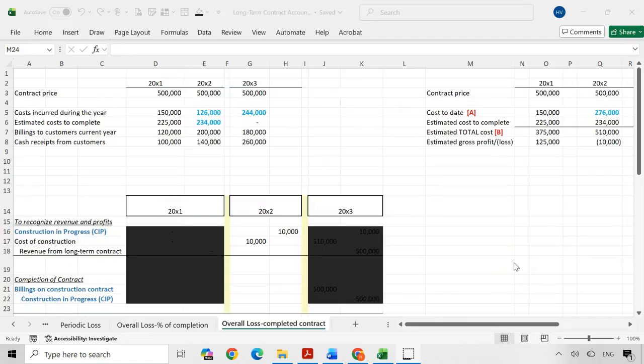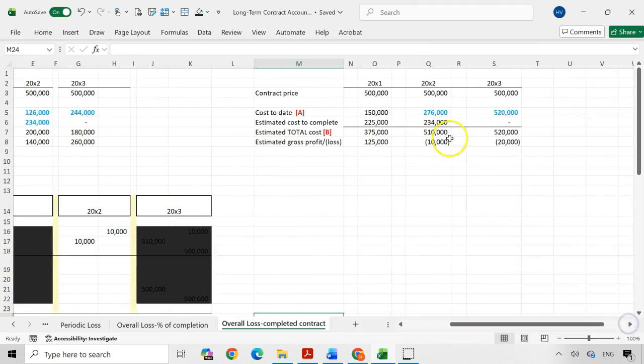Usually when you're using the completed contract method, you're going to record all your revenue and all your costs in the last year of the contract. But that is only applicable if the overall contract is profitable. So let's go through our same set of examples. In 20X1, we anticipated a gross profit of $125,000, so we wouldn't do anything under the completed contract method. Now 20X2, we're anticipating an estimated gross loss of $10,000.